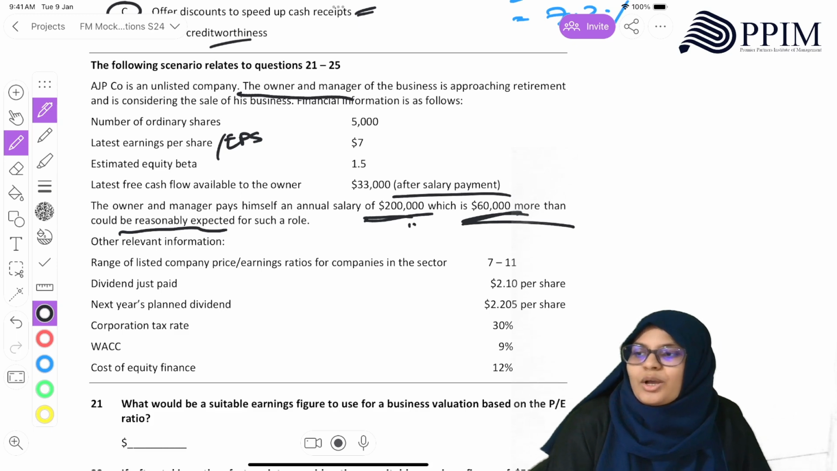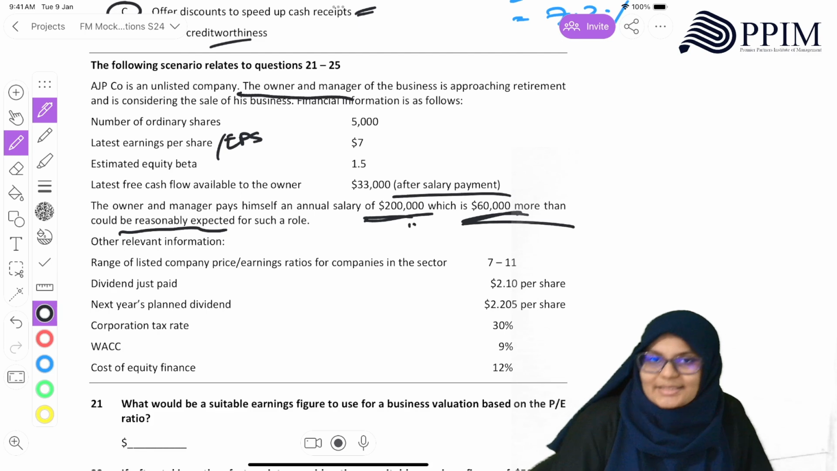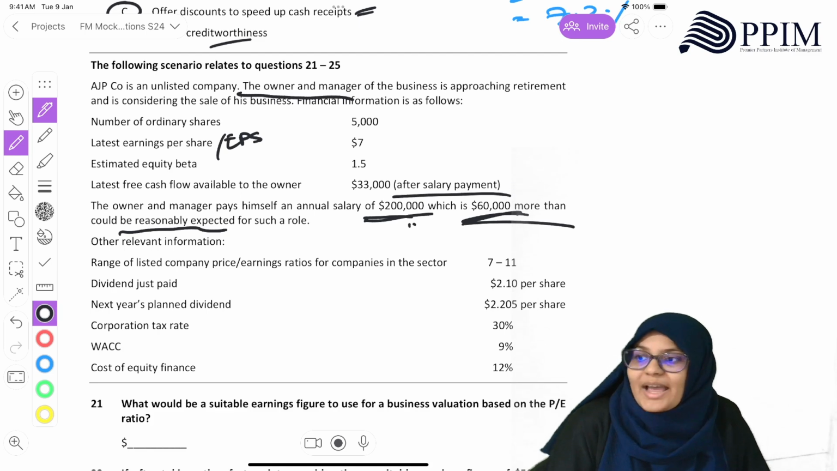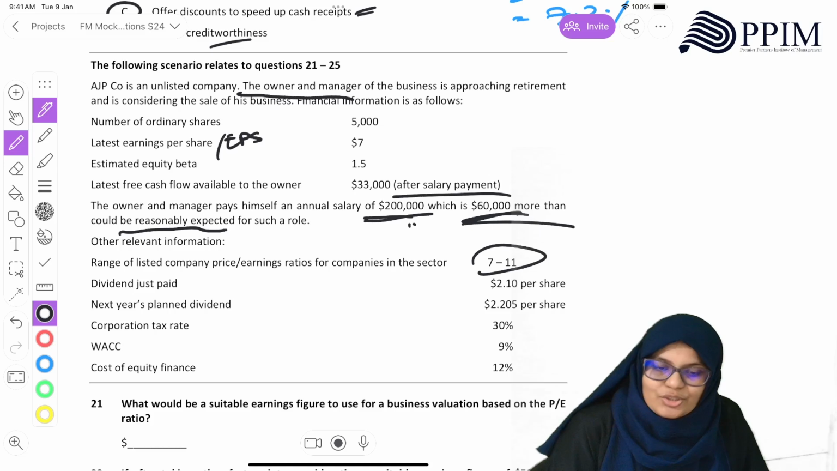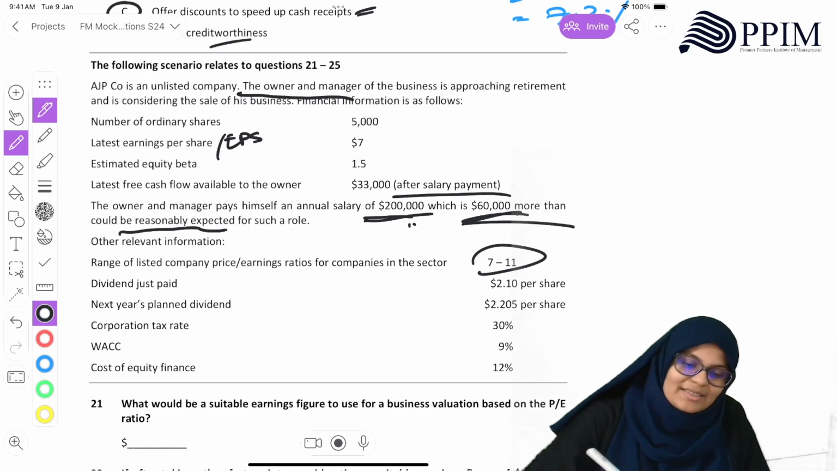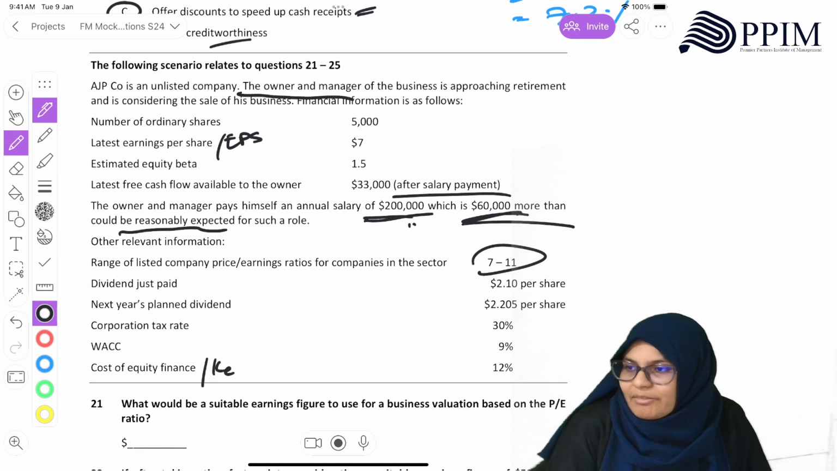So I have told you, when you are doing business valuation using the PE ratio method, you have to take a proxy company's PE ratio if it is unlisted, because unlisted companies don't have a market price per share. Okay, so they are telling me similar companies' PE ratio will be within this range. Then we have the dividends just paid as $2.1 per share. Next year's planned dividend is 2.205 per share. Tax rate is 30%, WACC is 9%, and the cost of equity finance, that is KE, is 12%.